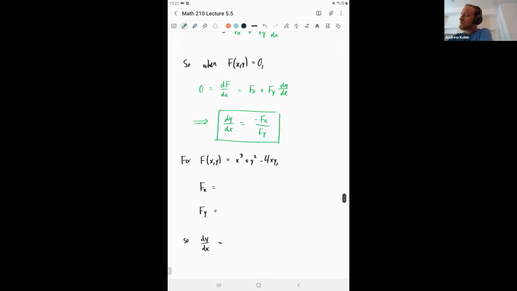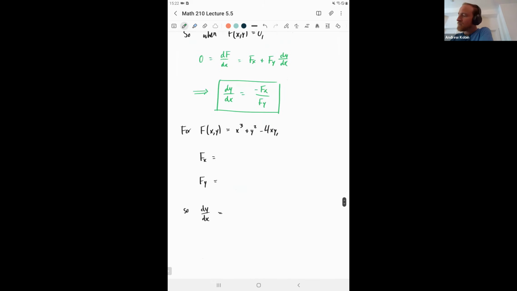Let's apply this to the function in question, which was x cubed plus y squared minus 4xy. And in order to find dy dx, now all we need to do is figure out the numerator and denominator, which are the two partial derivatives of capital F. For the derivative with respect to x, we hold y constant, and we have 3x squared minus 4y. For the derivative with respect to y, x is constant, so we have 2y minus 4x.